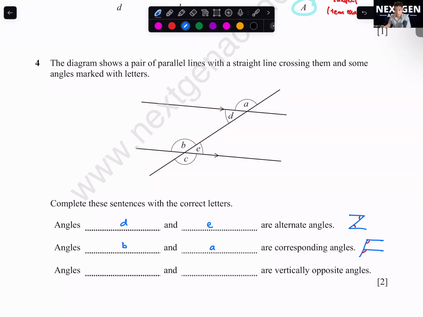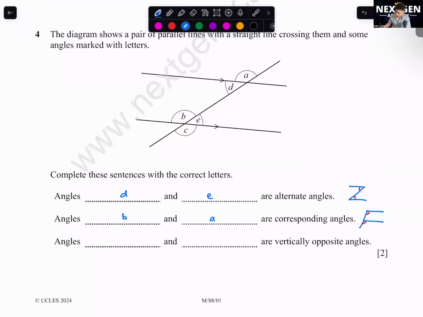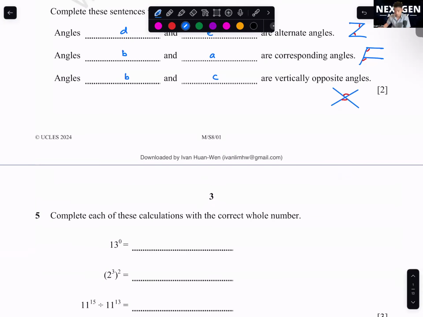The last one, vertically opposite. Which alphabet do we follow? X shape. So this and this, or the other side, is the same. Which one is vertically opposite? We see here B and C. Very good. You need to know the names for the angles. It is part of your syllabus. Normally, sometimes they ask you to calculate it, sometimes they will ask you to explain it. I think all this is still quite easy, right?